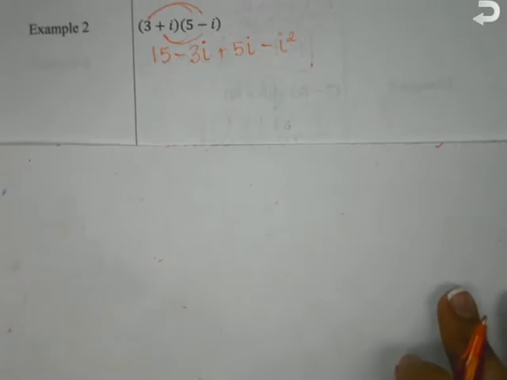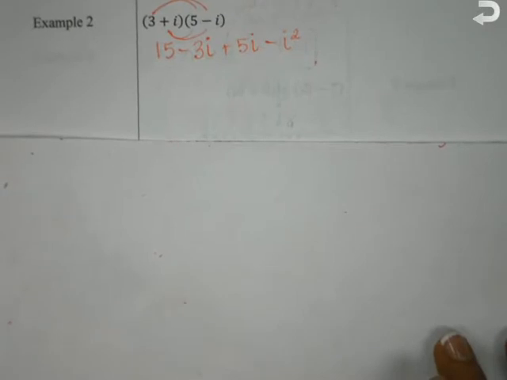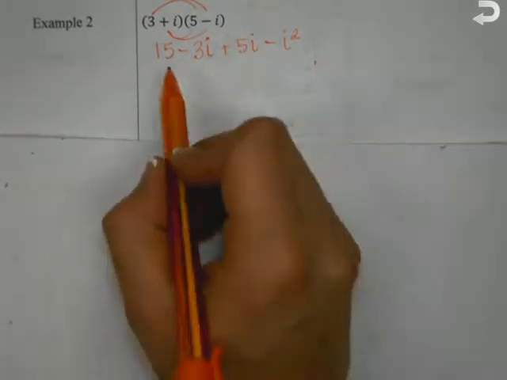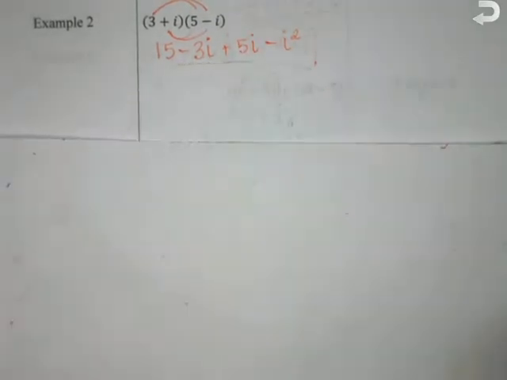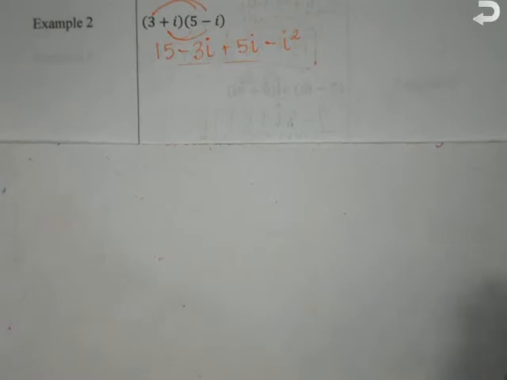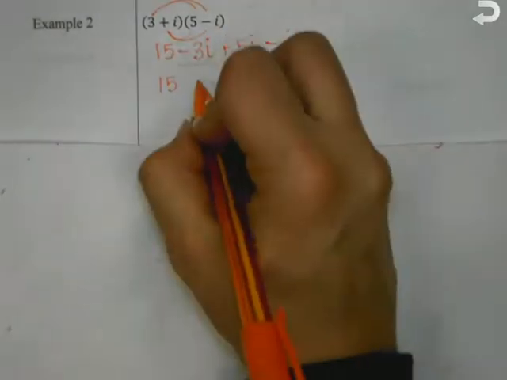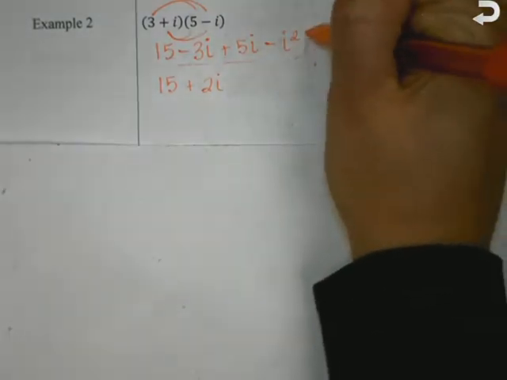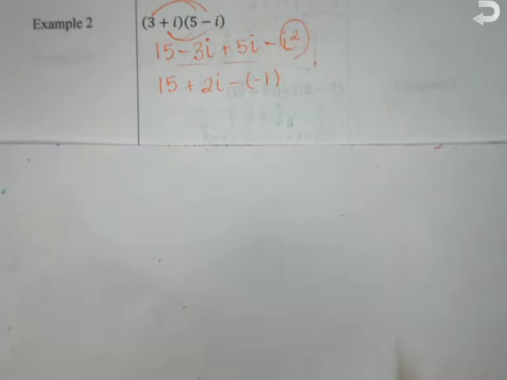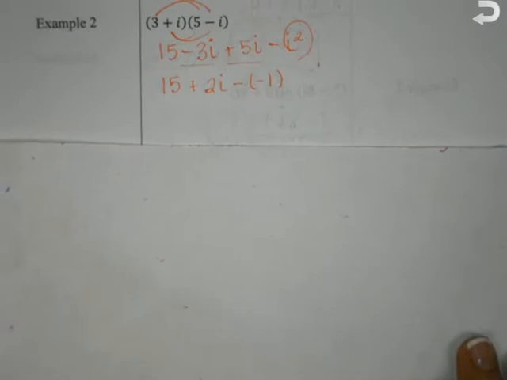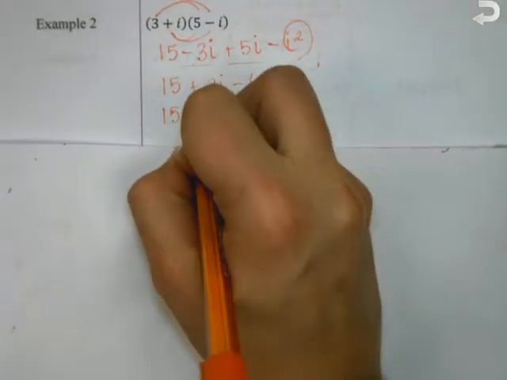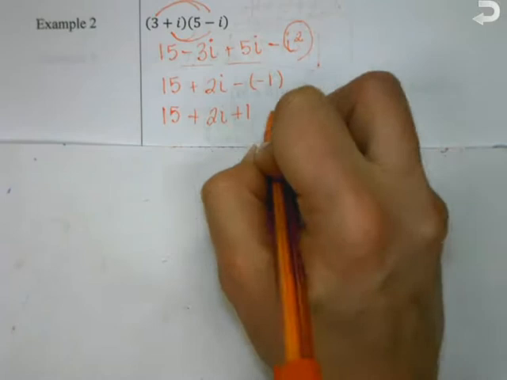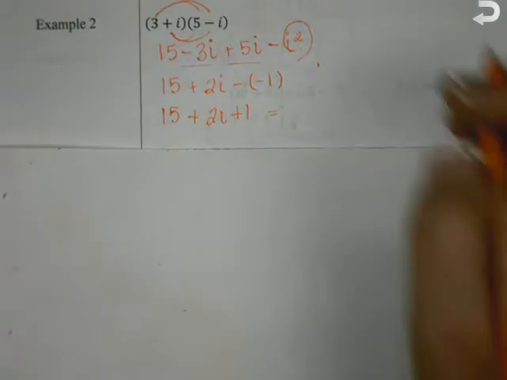Okay. Let's simplify this. Negative 3i plus 5i, what is that going to give me? 2i. So this is 15 plus 2i. And i squared is equal to? Negative 1. So that's minus negative 1. Minus a negative becomes a positive. So this is 15 plus 2i plus 1. So what would that give me as my answer? 16 plus 2i.